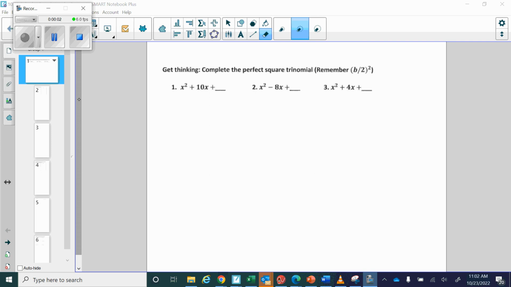Our class today, we're going to go back and revisit completing the square. We're going to use it to find the roots or solutions to quadratic equations. Let's go back and recap a little bit. So far, we've learned several different ways to factor and solve quadratic equations.